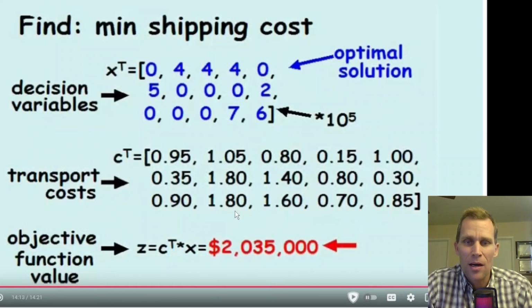Again, here are the same costs, and if we actually do the sum product, that C transpose X comes out to $2,035,000. All right, so these are the numbers, these blue decision variables, and this final objective function value is what we're hoping to obtain after we put all of this into a linear programming engine such as WRIMS. All right, so let's put the slides away.